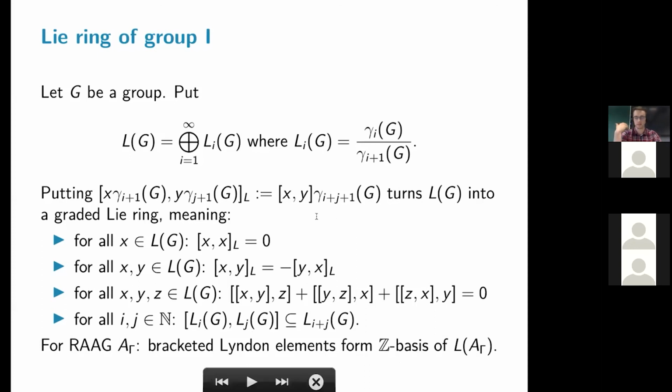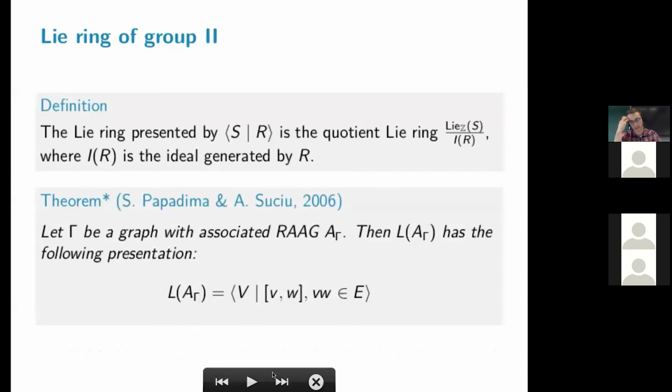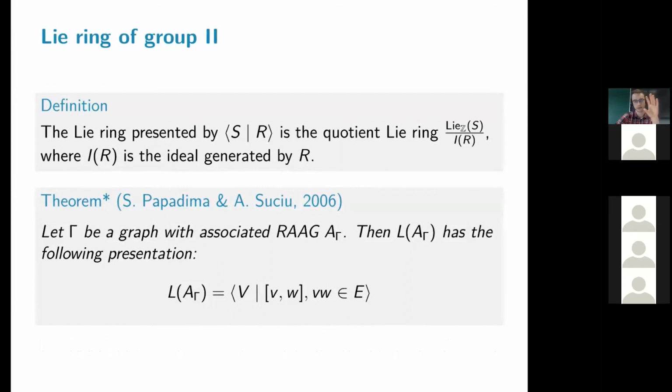This as an aside. The main result I want to mention is this one, which is also due to Papadima and Suciu. And this is the last thing I would like to say for today. As for groups and other things, you can define the presentation of a Lie ring. So the presentation SR gives us the following ring. You have a free Lie ring over S in a similar way as you have a free group on a generating set. And then you mod out by the ideal, so the Lie ideal generated by R. This gives us the notion of a presentation of a Lie ring.